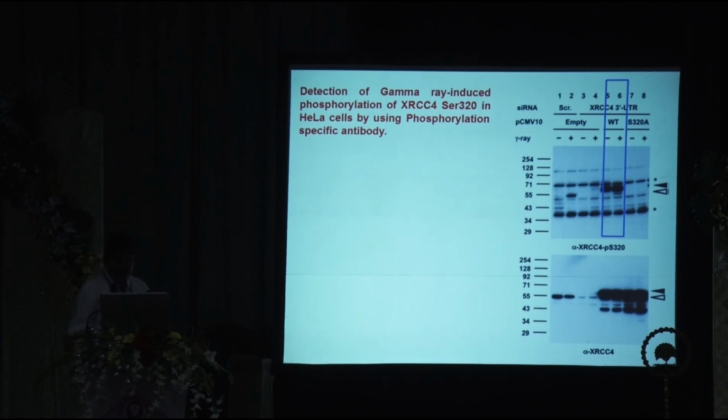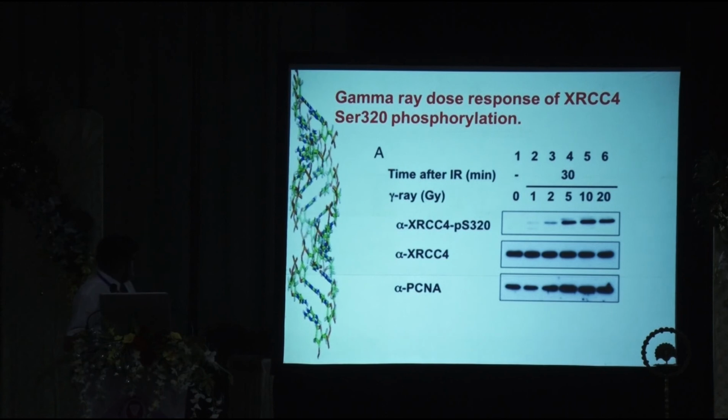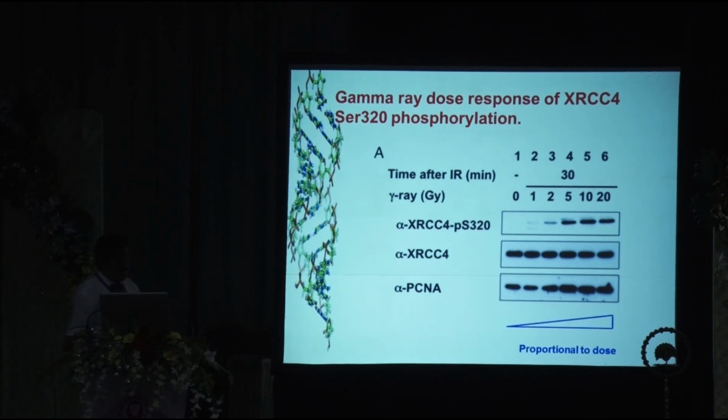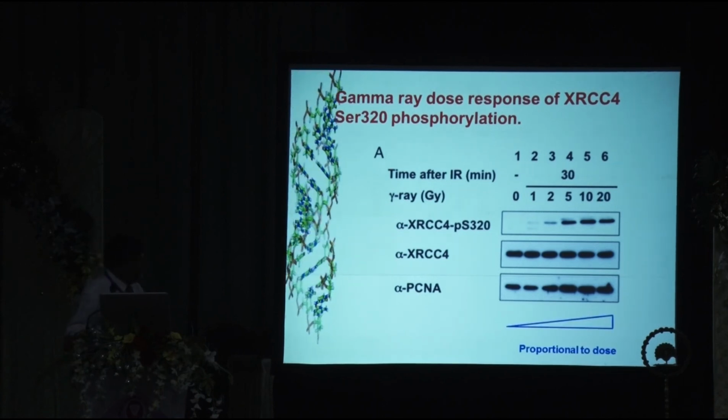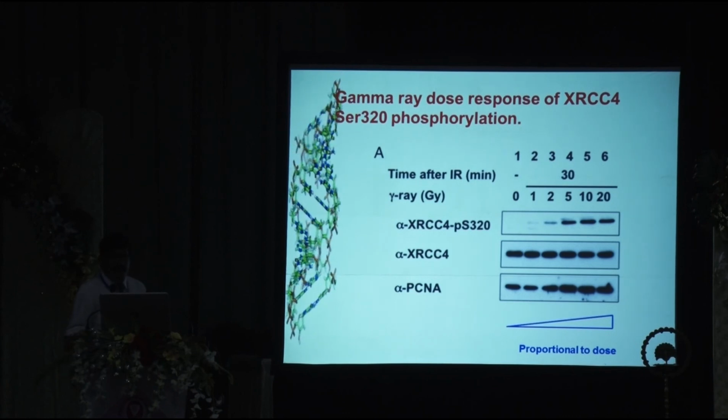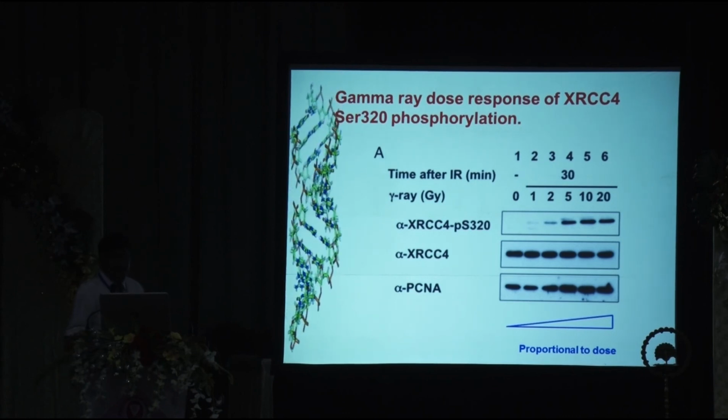Okay. And we could see phosphorylation here, and in the case of the S320A mutant, we could not see any phosphorylation signals here, and so it means that this S320 phosphorylation in the XRCC4 protein is mediated by DNA-PK. Okay. Here this shows the dose-dependent pattern of S320 phosphorylation. This phosphorylation is also increased in response to radiation dosing here.